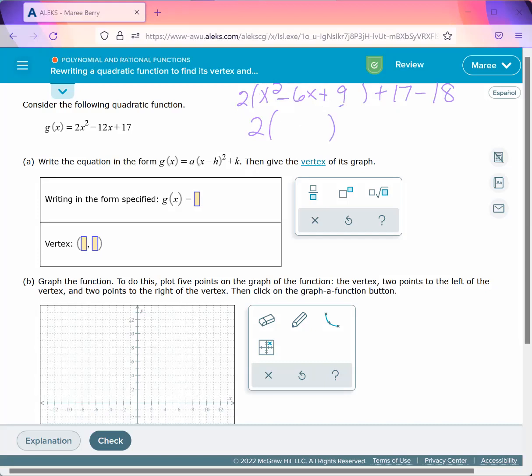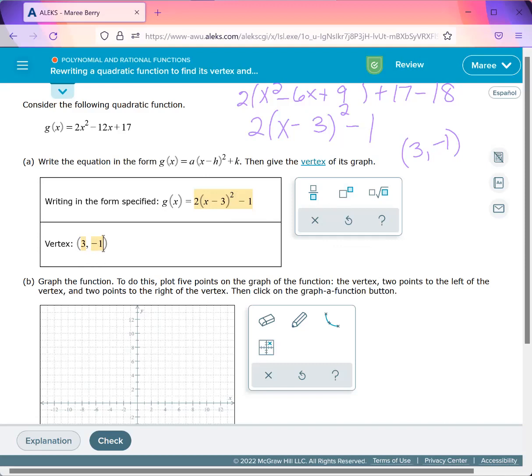So then I'm going to factor my perfect square, square root, and take the sign at the middle. 17 minus 18 is -1. So our vertex is 3, -1. So we'll go ahead and type in what we have. We have 2 parentheses x minus 3 and parentheses squared minus 1. And our vertex is 3, -1.